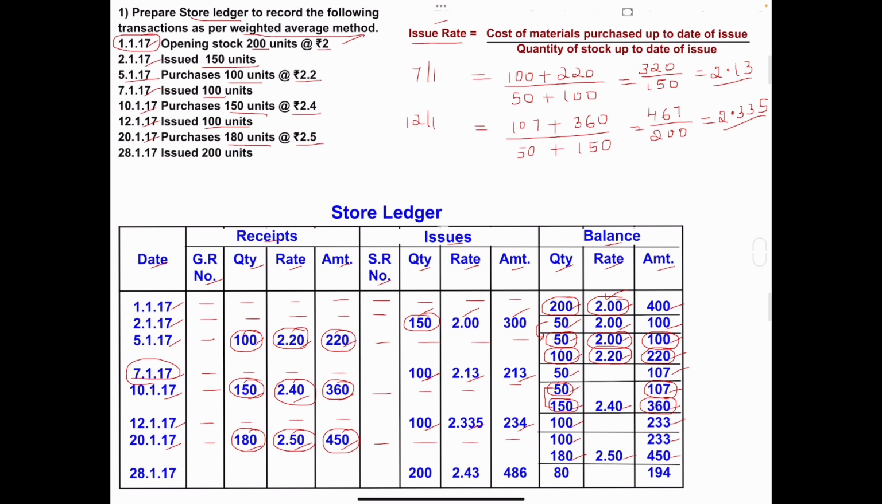And the last entry is on 28th January. 28th January, issued 200 units. 28th January, receipts column nil. So in total 200 units we have to issue. See the previous balance. In total we have 280 units. Out of that we have to issue 200 units. To issue the quantity we have to calculate the issue rate. Right, here 28th January.